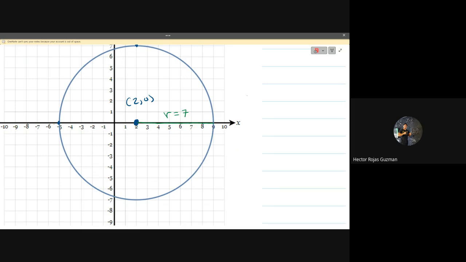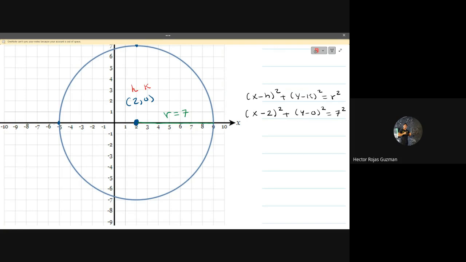Here's the equation. The equation is (x minus h) squared plus (y minus k) squared equals the radius squared. Your job is to figure out h, k, and r, and we already did that. This is h, this is k, and the radius is 7. So just take the numbers and plug them into the equation as you see it. (x minus 2) squared plus (y minus 0) squared equals 7 squared.